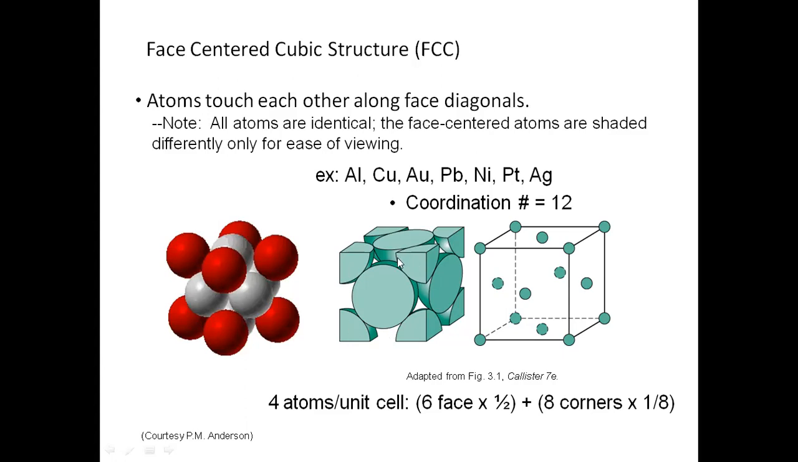You can see this outer face, isn't it? So when I run a diagonal from here down here, there's no part of this diagonal that is void. So this is the face that we're going to work with for our diagonal in order for us to calculate the APF. So again, all atoms are identical. The face-centered atoms are shaded differently only for ease of viewing. As you can see here, this nice structure is trying to depict what's here, okay?